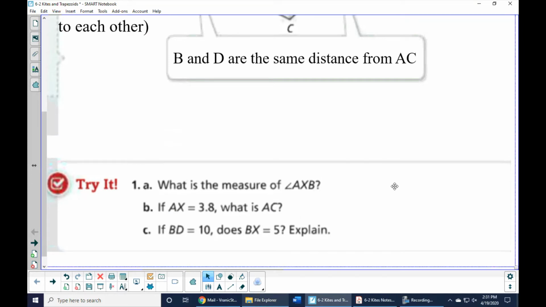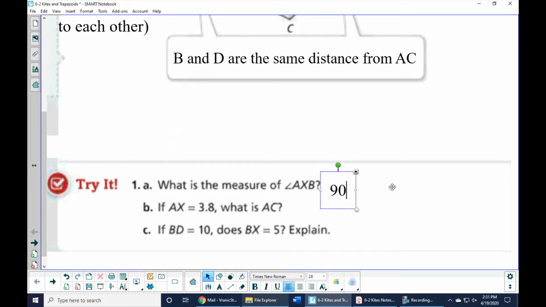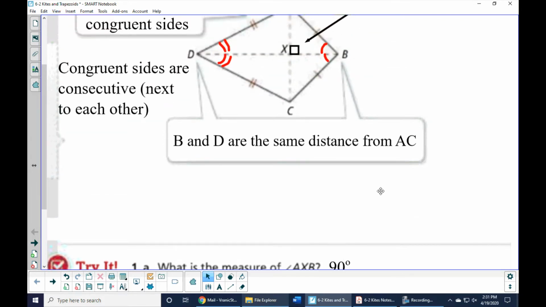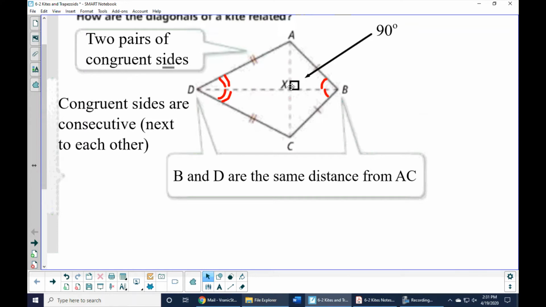So that's part A. What is the measure of AXB? It is 90 degrees. Okay, bear with me because I'm typing. I can't really write with a computer. Okay, next. If AX is equal to 3.8, what is AC? So let's go back to the picture. AX, let's look at the letters. AX here. If that's 3.8, then AC, that goes all the way across here.